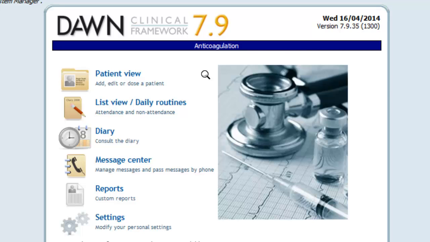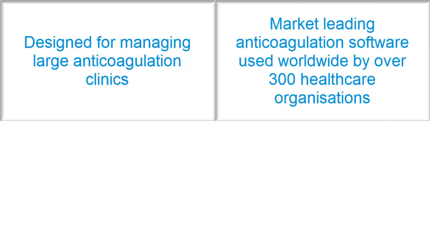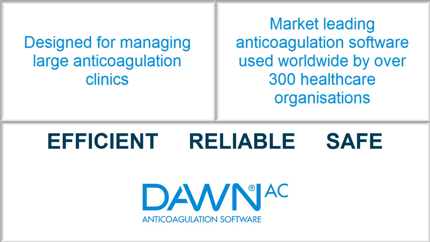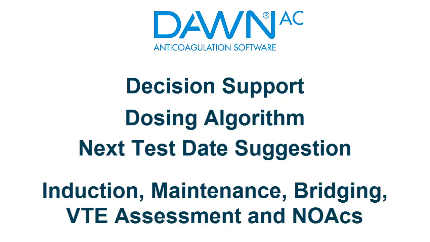Dawn AC is an anticoagulation management package and is ideal for managing large anticoagulation clinics. Dawn AC is the current UK market leader in anticoagulation software, and it's really been designed to help you manage patients in an efficient, effective and safe way. The software is able to provide decision support in terms of dosing and test intervals, and this also covers things like induction dosing, maintenance dosing and dosing patients over a procedure period as well.